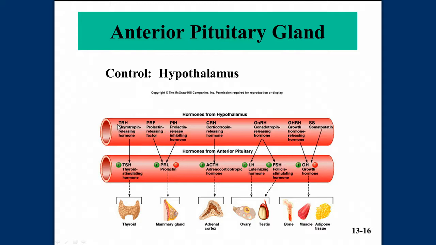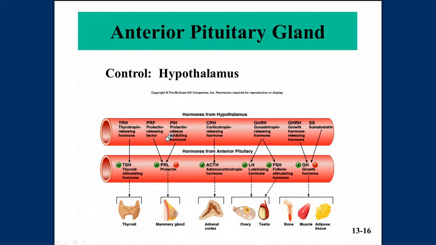Thyrotropin releasing hormone, TRH, which you don't have to remember, but you do need to remember this one. This thyrotropin releasing hormone from the hypothalamus is picked up by the bloodstream and taken to the anterior pituitary. Since this is a releasing hormone, it stimulates the anterior pituitary into releasing thyroid stimulating hormone, TSH, where the target cells are the thyroid. We'll be talking more about that in just a minute.